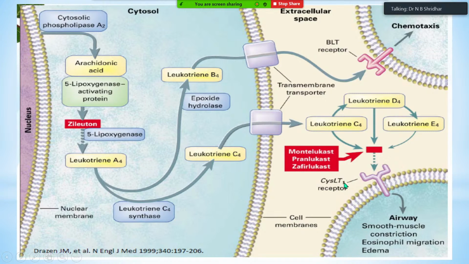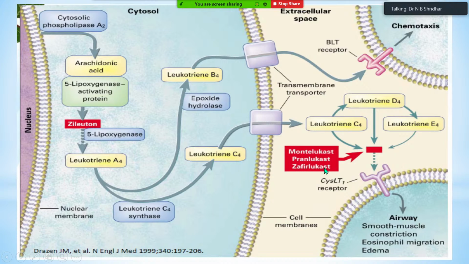Here you can see that different receptors are present on the different target sites, especially the airway smooth muscles, bronchial smooth muscles, and the different cell membranes. They have specific receptors, and the binding of leukotriene D4, leukotriene E4 and C4 to their receptors acts on the airway and causes the action, whereas leukotriene B4 acts on the different cells and chemotaxis happens.